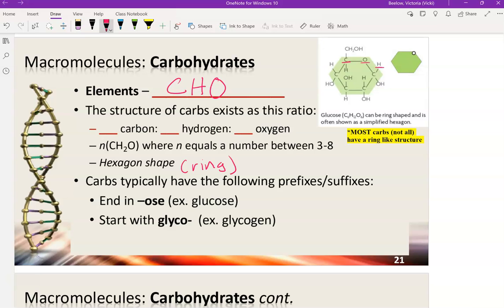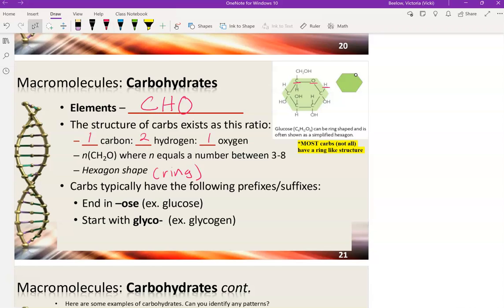Typically we're going to see the numbers of carbon, hydrogen, and oxygen in a very specific ratio. It's usually 1 to 1. For every carbon and oxygen, there's usually twice the amount of hydrogen. For example, glucose is C6H12O6. You have 6 carbon and oxygen, and then twice that for the amount of hydrogen. Again, not all of them will be in this ratio, but most of them will be.